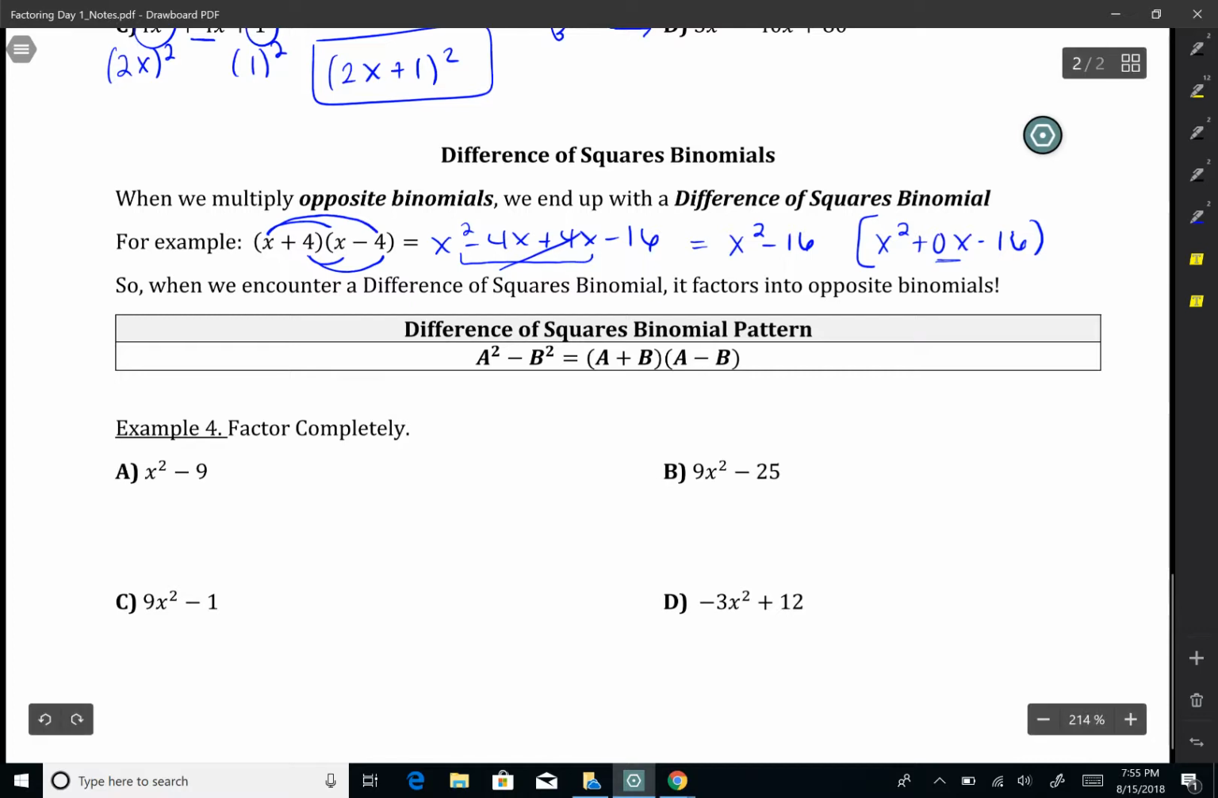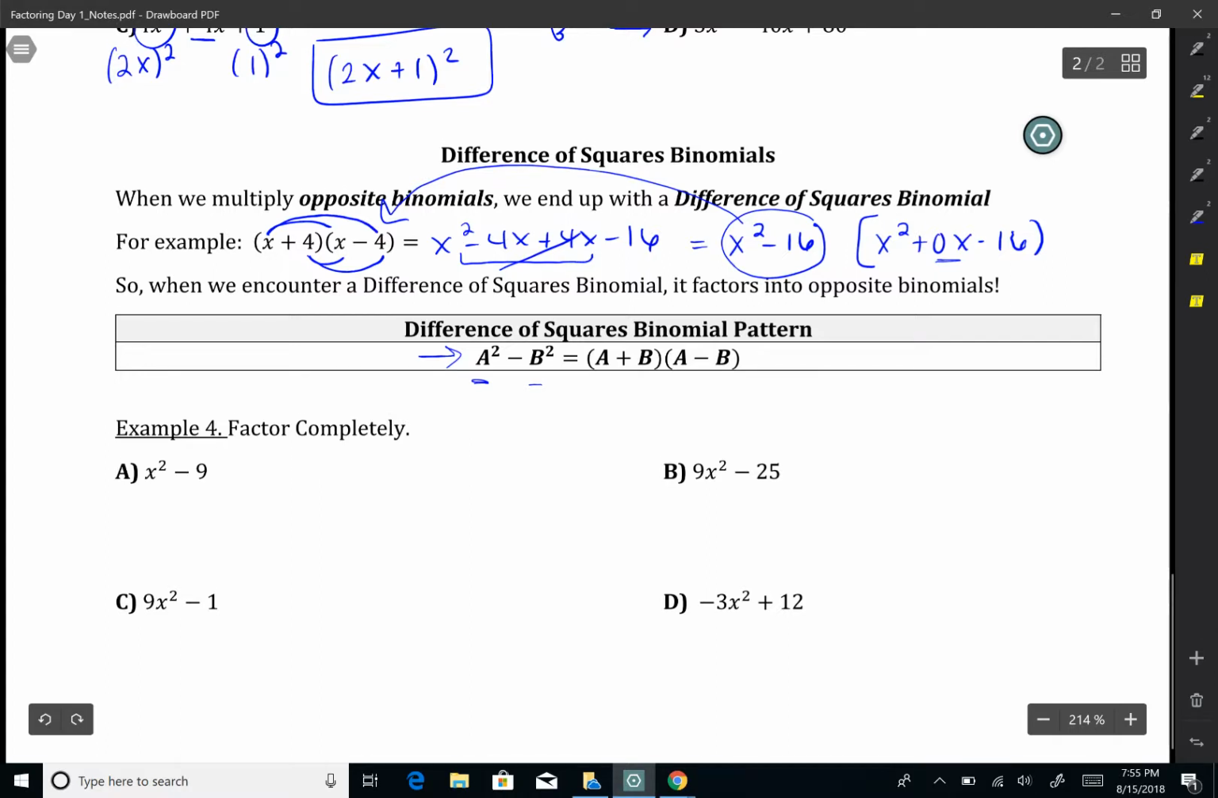When this happens, we look at our pattern down here. If we have a perfect square, let's say a squared, minus another perfect square, b squared, it factors to the two factors that are opposites of one another, the square root of a squared, which is a, plus the square root of b squared, which is b, times a minus b. Just like, let's look up here, x squared minus 16 factors to x plus 4 times x minus 4.